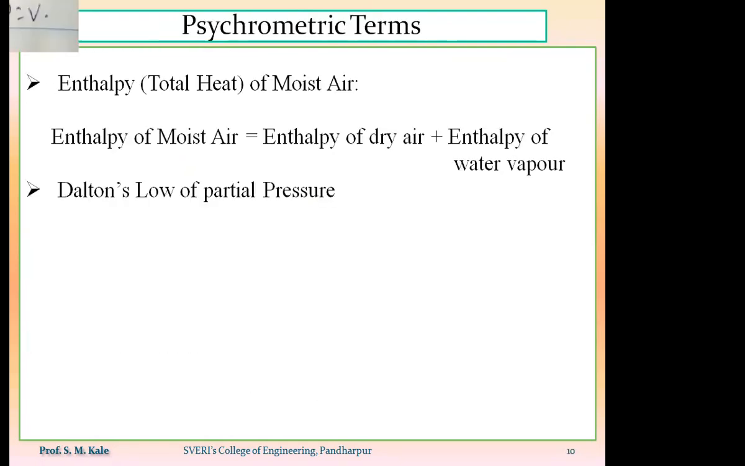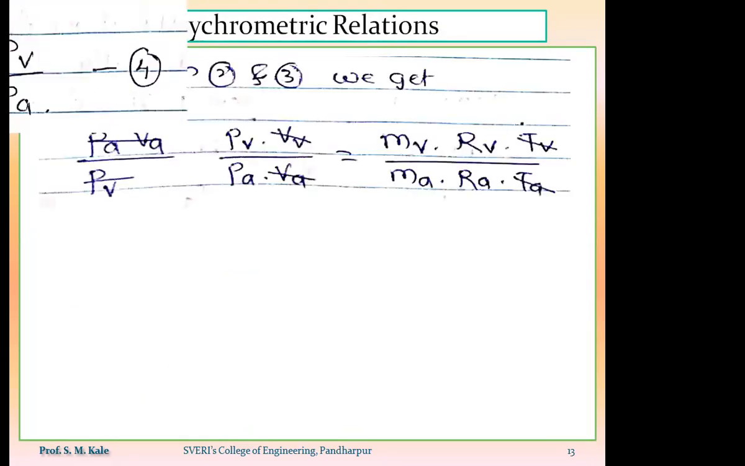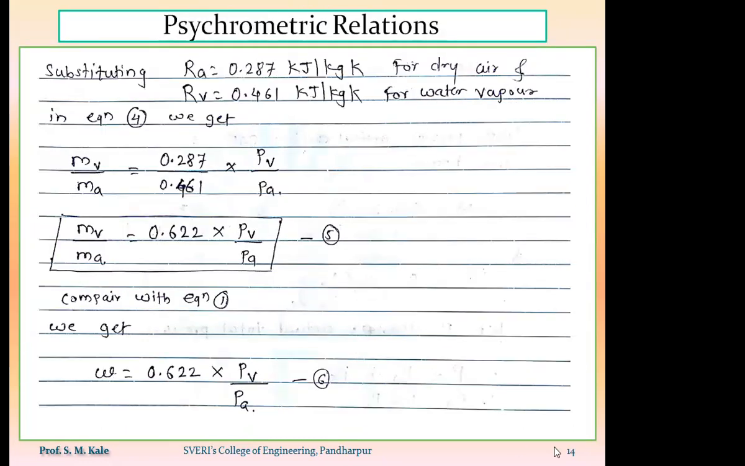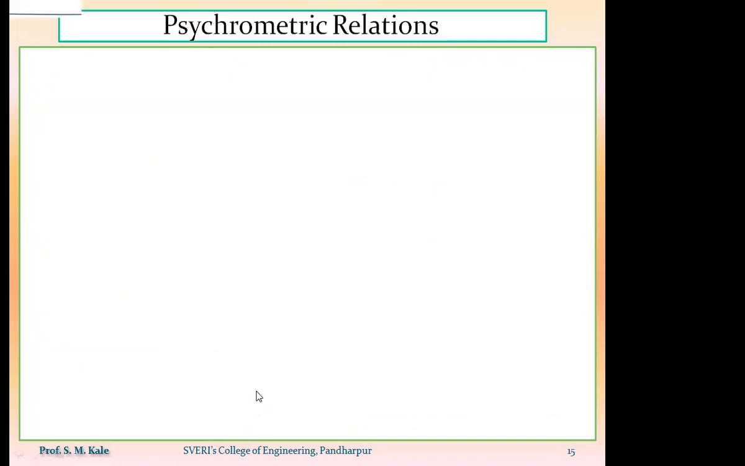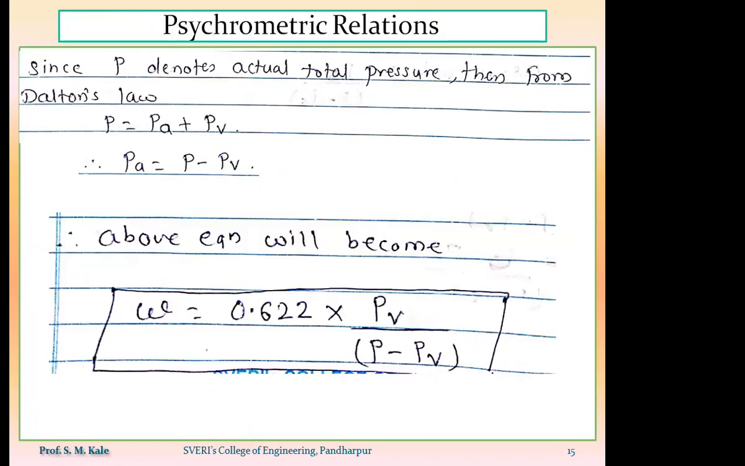First of all, we have seen the formula for humidity or specific humidity or moisture content in terms of partial pressure of water vapor. That formula is small w, that is nothing but humidity or specific humidity, and that is given by the equation 0.622 PV divided by P minus PV, whereas PV is nothing but partial pressure of water vapor, and that PV is nothing but the saturation pressure corresponding to dew point temperature. P is nothing but barometric pressure, and again PV is nothing but partial pressure of water vapor.